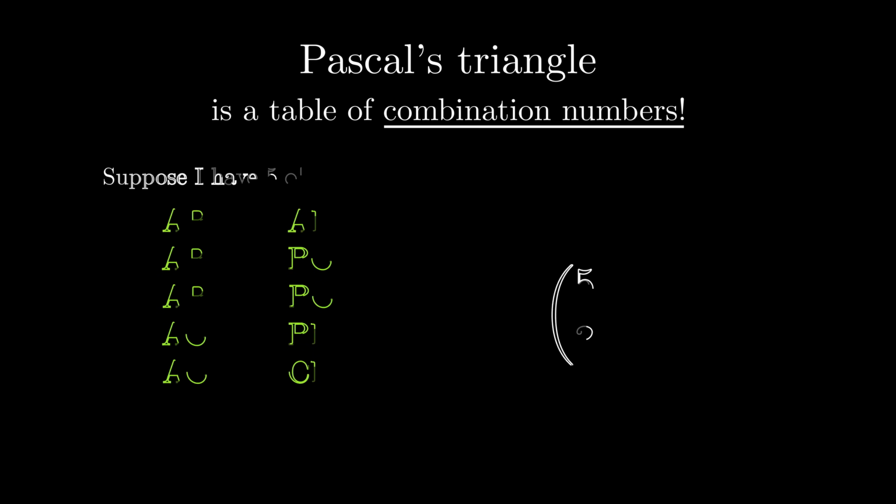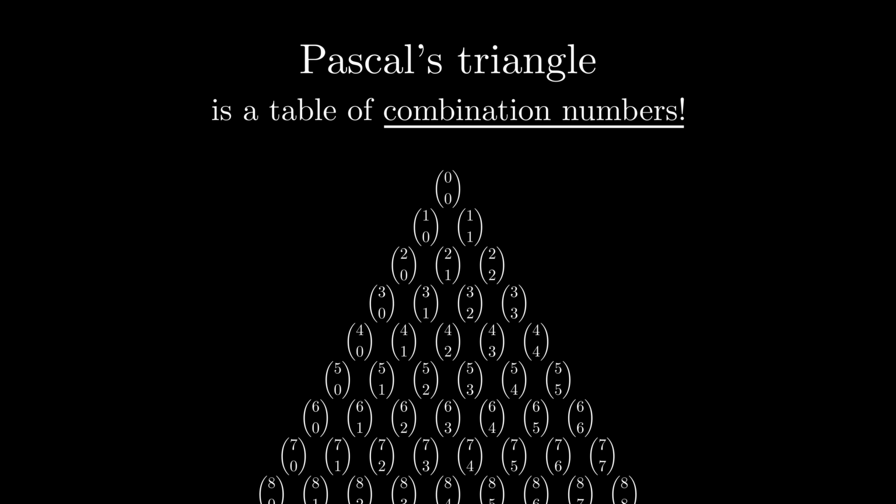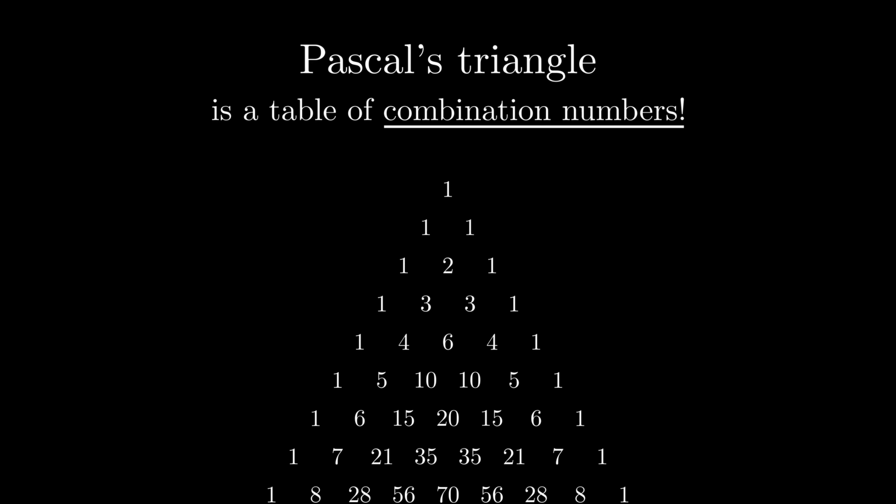It turns out that there's a formula for this. This exclamation mark refers to the factorial function. If we were to write out all of the values in a table like this and compute the values, we would get Pascal's triangle. I have a whole video covering this in more detail. Link is in the description.